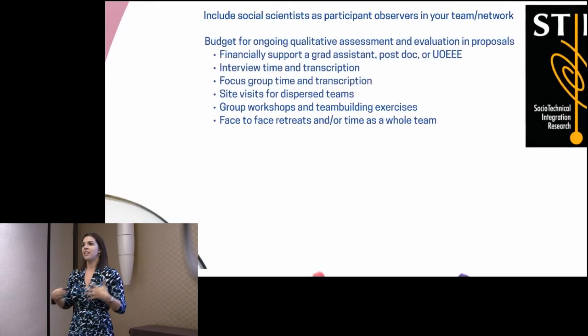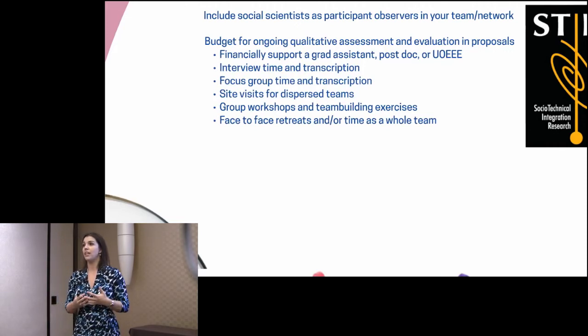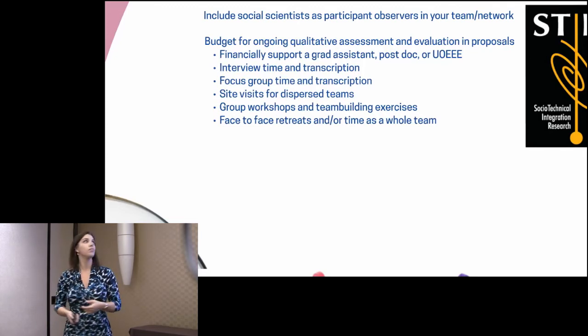Another potential option is, you know, if we can think about this far enough in advance, is to budget for ongoing qualitative assessment within grant proposals. Budget both financially and in terms of time, because there's often a lag time in interdisciplinary collaboration. We know that it often might take a year or more for a team to begin gelling before they can really get into some of their research.